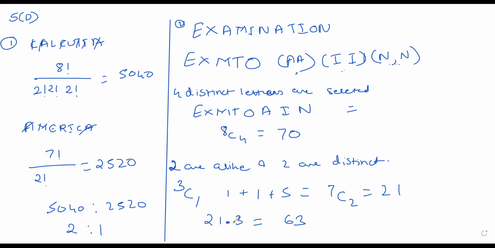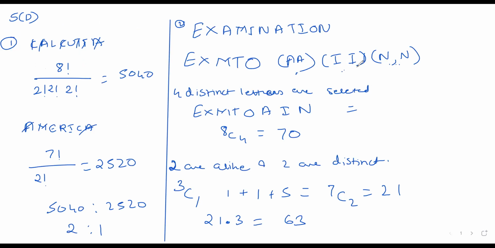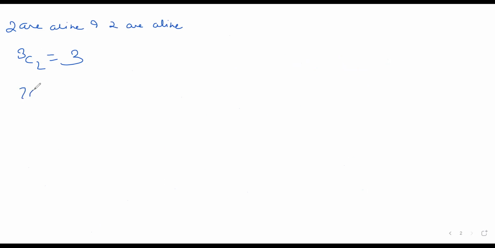Then the last one, 2 are alike and 2 are alike. 3C2 ways. So this is 3. क्योंकि 2 अलाइक है एक टाइप के, 2 अलाइक है एक टाइप के, तीनों में से 2 को सिलेक्ट करना है. 3C2, तो this is 3. So it is 70 plus 63 plus 3. Find out your answer. 136. Yes.